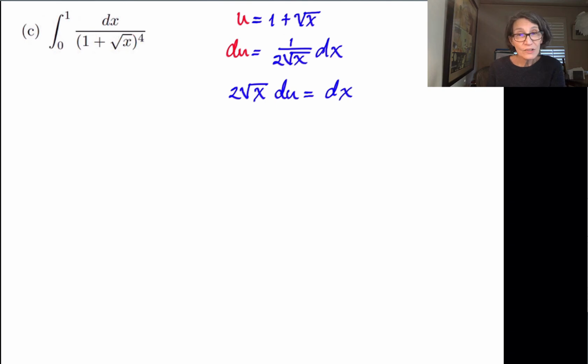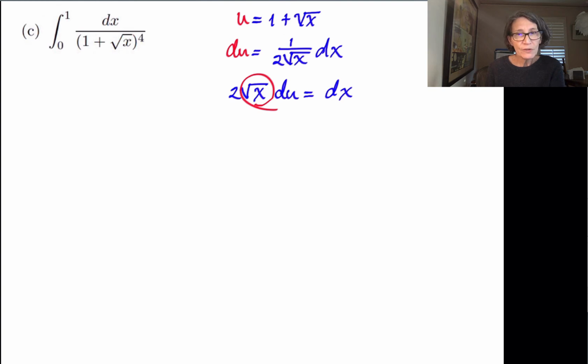Now, I can't use that. I can't replace dx with 2 square root of x du because I've got an x and a u. I have to get rid of all of my x's. I can't mix my variables. So what am I going to do about that square root of x?